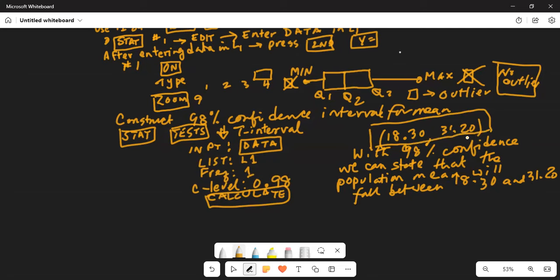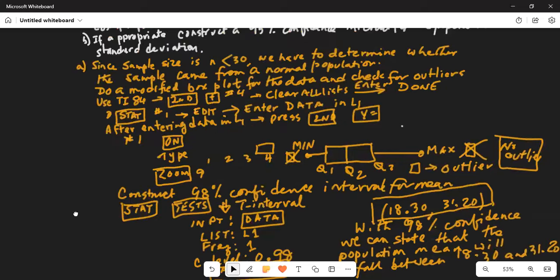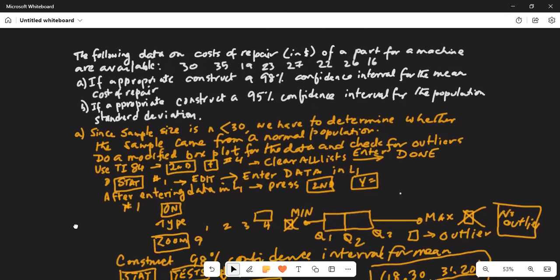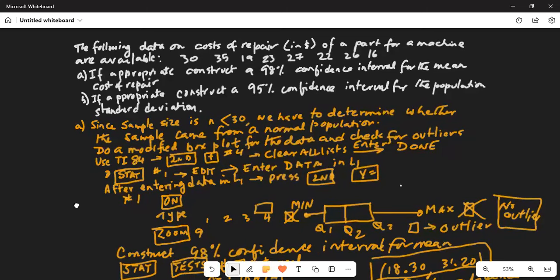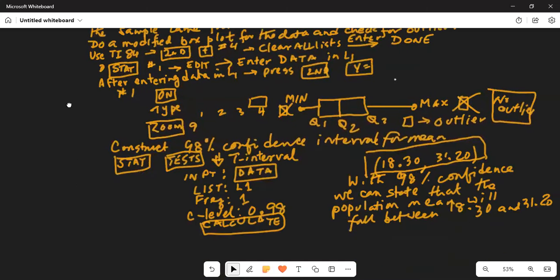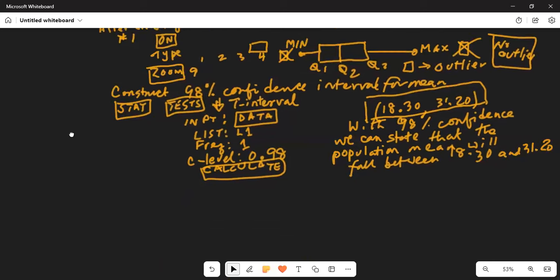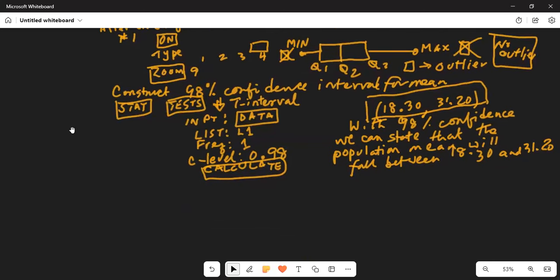Now I will summarize everything at the end, so do not quit right away. Let me go back to the top and see what is part B. Part B says, if appropriate, construct a 95% confidence interval for the population standard deviation, if it is appropriate.